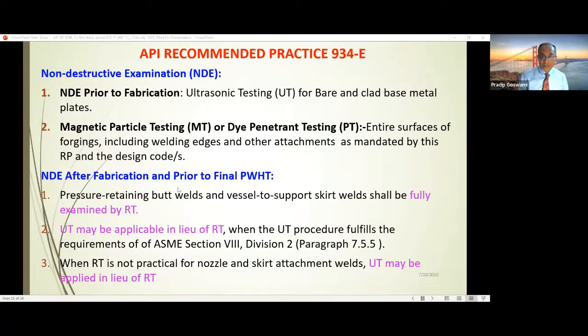And non-destructive examination, as you can see here, ultrasonic, magnetic particle, LPI, these are very common, as well as radiography all the time. But wherever UT is possible, that means I would say the phased array or TOFD, then definitely that would be the way to go. And it tells that UT may be applicable in lieu of RT when the UT procedure fulfills the requirement of ASME Section 8, Div 2, this particular paragraph. And those talk about TOFD as the recommended UT technique, which can be used in lieu of radiography also.